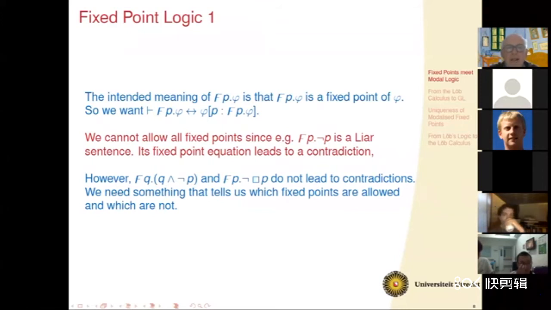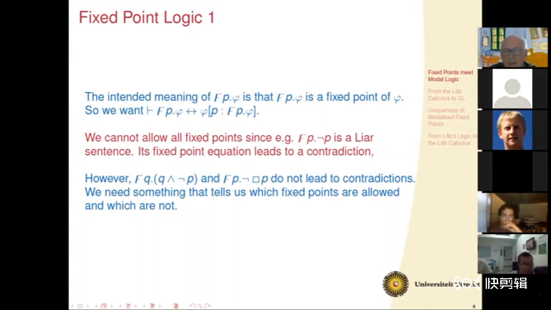Okay, so now we have the business of the substitutions out of the way, and now we can really start. So we have this fixed point operator in our modal language, and the meaning of d gamma p phi is that this object is a fixed point of phi. So what you want is an axiom that tells us that d gamma p phi if and only if what you get by substituting d gamma p of phi in phi, right? So let's say that d gamma p of phi is alpha, so then a fixed point is simply something such that alpha if and only if phi, where you substitute p for alpha, right?